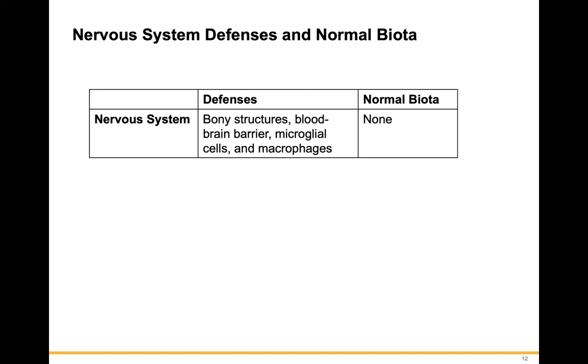So just a little recap on the system and normal biota with the nervous system. Your defense mechanisms, you do have the bony structures, you have the blood-brain barrier, and these microglial cells or macrophage cells that are resident within the central nervous system tissue. As far as normal biota is concerned, there is none. It is considered a sterile site.